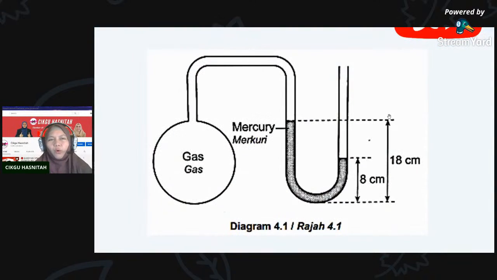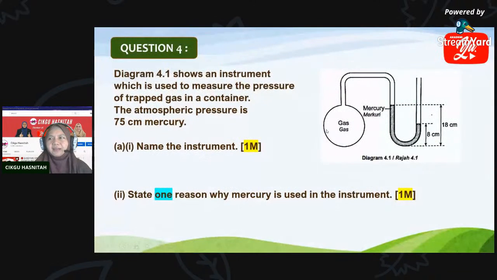It is called, yes, this is what we call a manometer. A manometer is a device, an instrument which we can use to measure gas pressure. Then number 2, A2, state one reason why mercury is used in the instrument.